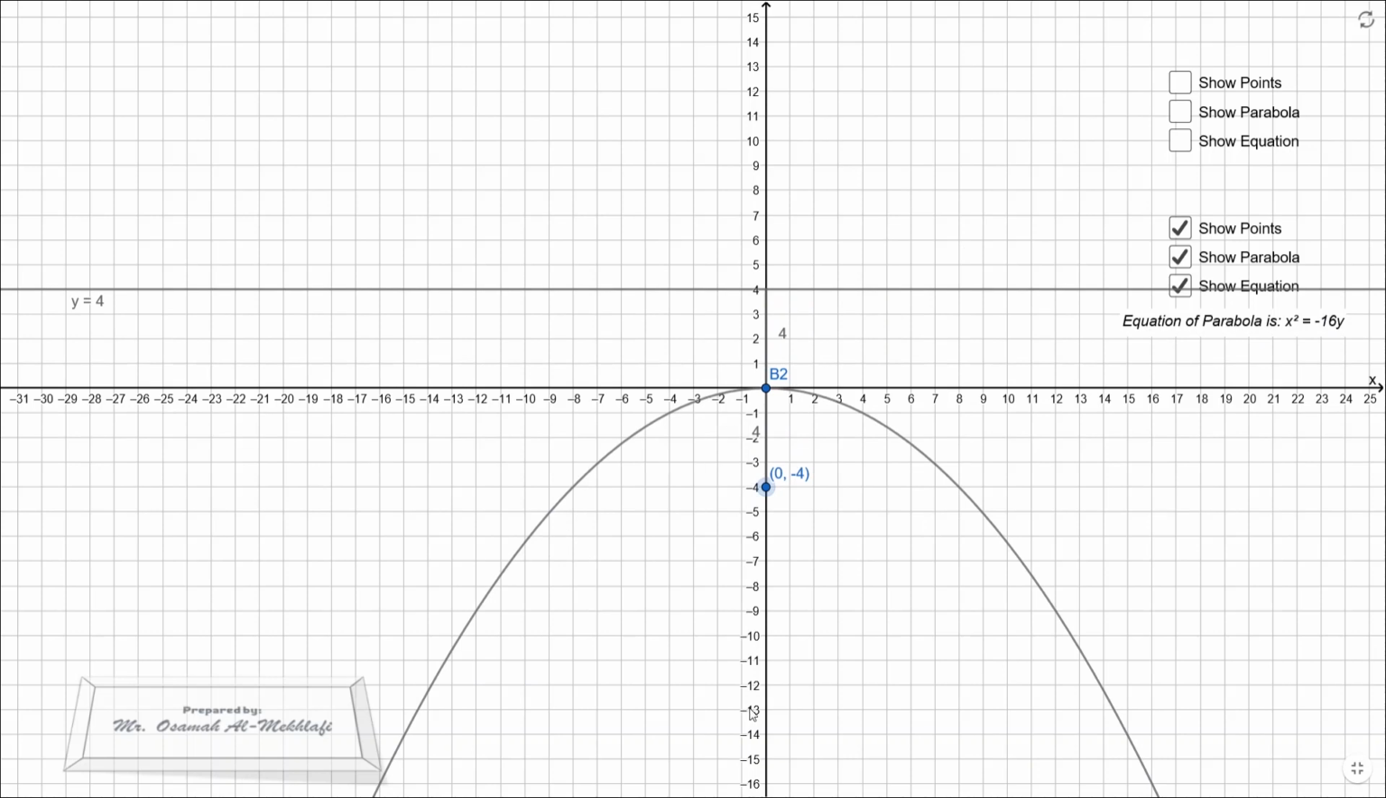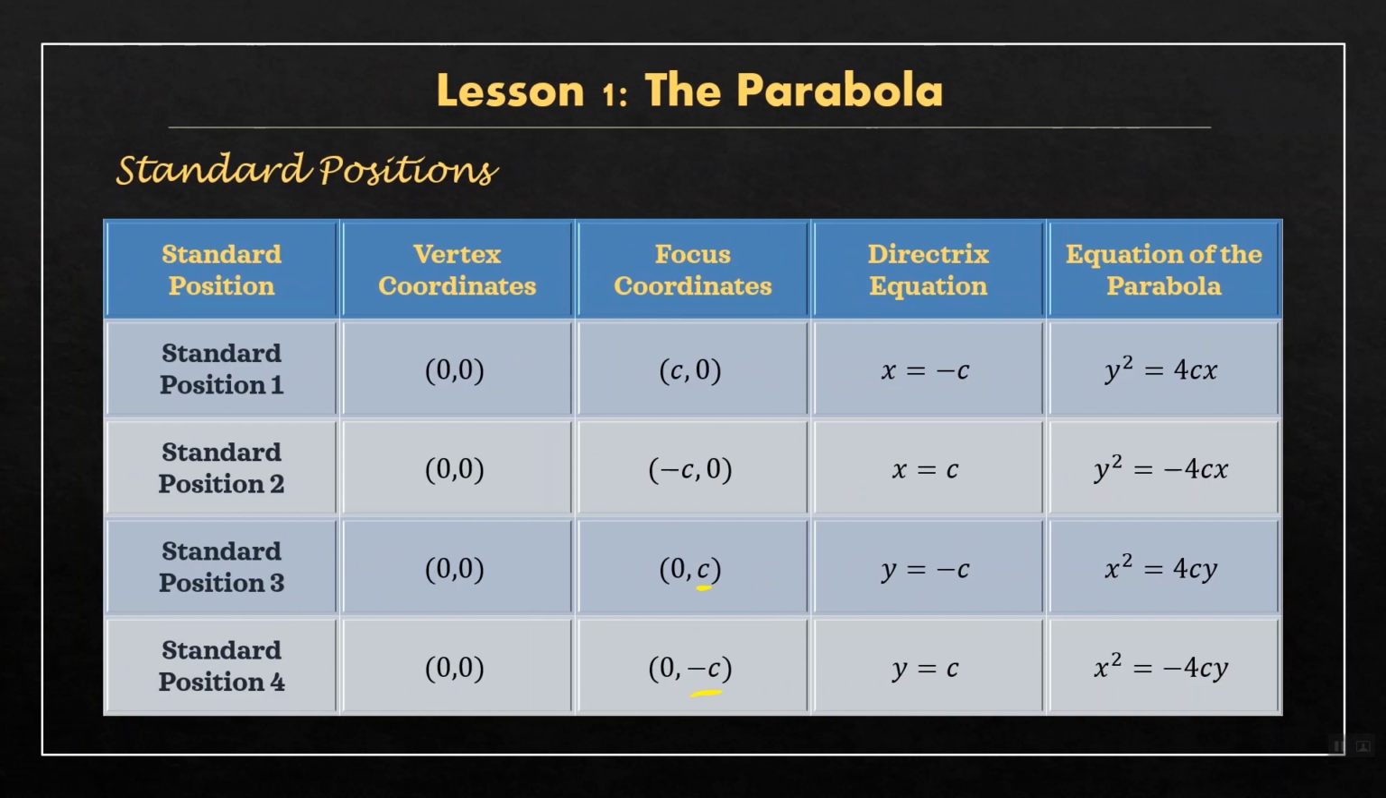So the third and the fourth standard positions will have the same vertex. The vertex must be 0 and 0 in all the standard positions. The focus is 0 and c, not c and 0, no, 0 and c, 0 and minus c. The directrix is the opposite, but it's not x, it's y. So it is y equals minus c, y equals c, because this is a y value and this is a y value. Here it's x value and x value. The equation is x squared equals 4cy. Why is it 4cy? It is positive y because the third standard position is on the positive y-axis. And this is a negative y because the fourth is on the negative y-axis.